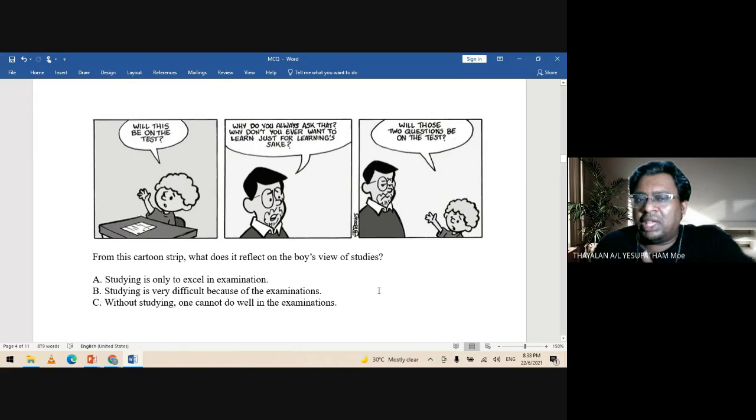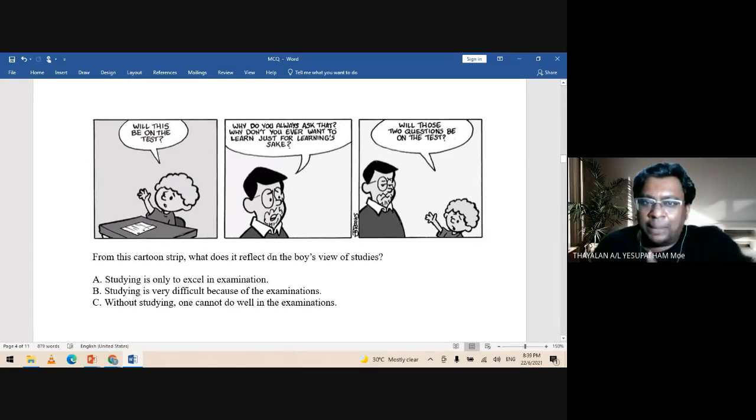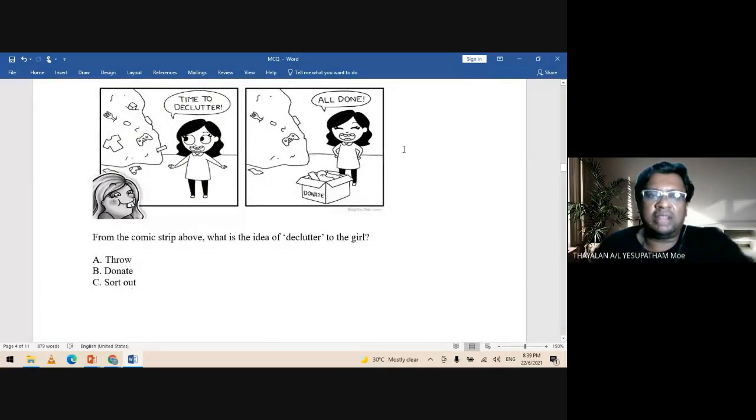We are not talking about general view on examinations. We are talking about the boy's view of studies. Let me remind you again. The boy's view, what does he think of examination? He says, will this be on the test? Will those two questions be on the test? Which means to him, studying is only to excel in examination. Therefore, the answer is A. Yes, correct. Now let's look at this one.